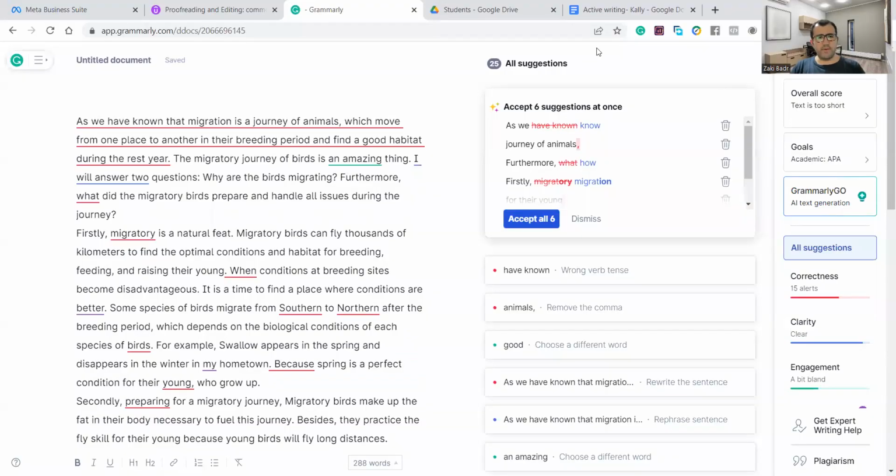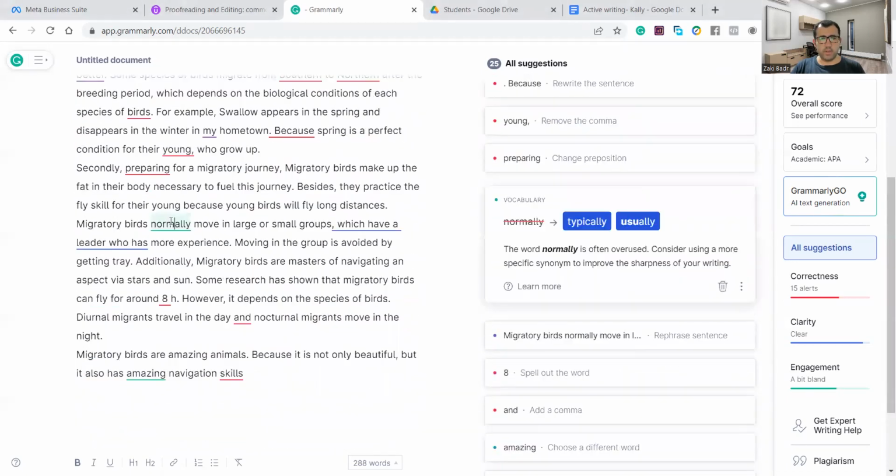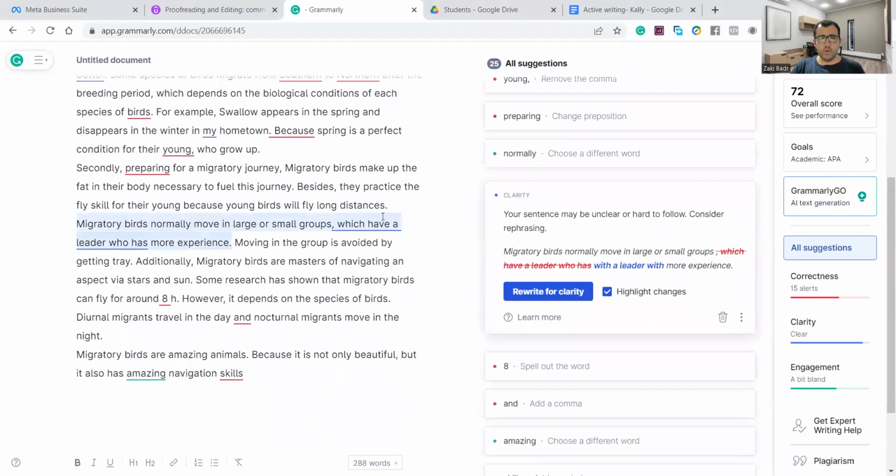Very simple. So we have AI like Grammarly. So Grammarly here, let me explain to you. The red one means that there might be a grammar or punctuation mistake. The green one maybe means you can use better vocabulary to replace this one. And the blue one maybe is for clarity: your sentence may be unclear or hard to follow. Consider rephrasing. Rephrasing means to re-edit or edit your writing, change the grammar or punctuation, or change anything in the sentence, but keep the meaning the same. The meaning should be the same.